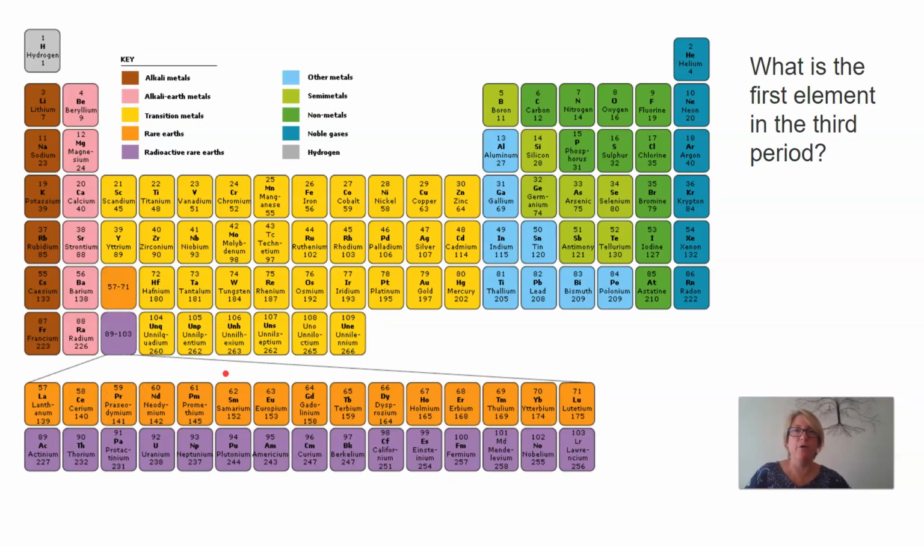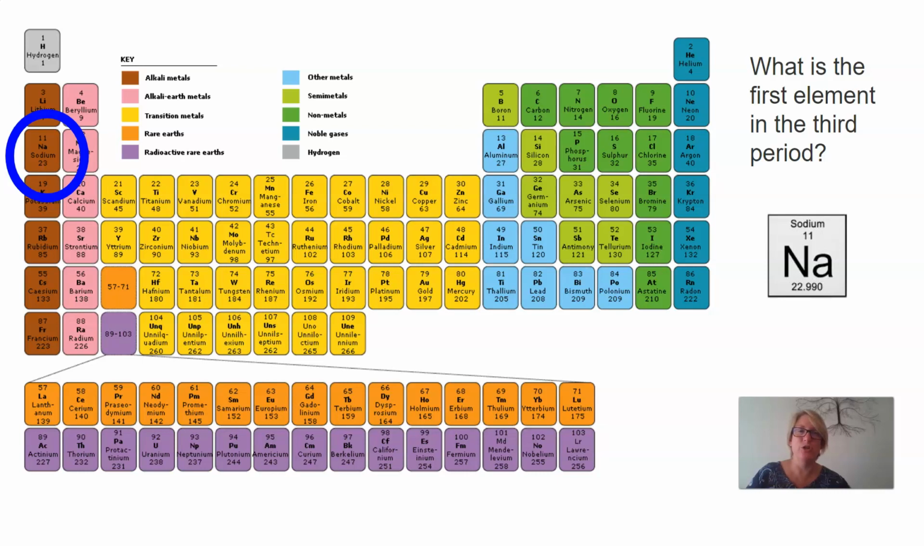So let's put the periodic table in front of us that's got the names of the elements, and let us see if you can work out what is the first element in the third period. So remember, this is period 1, this is period 2, this is period 3, and that is our first element. So yes, well done, it's sodium.